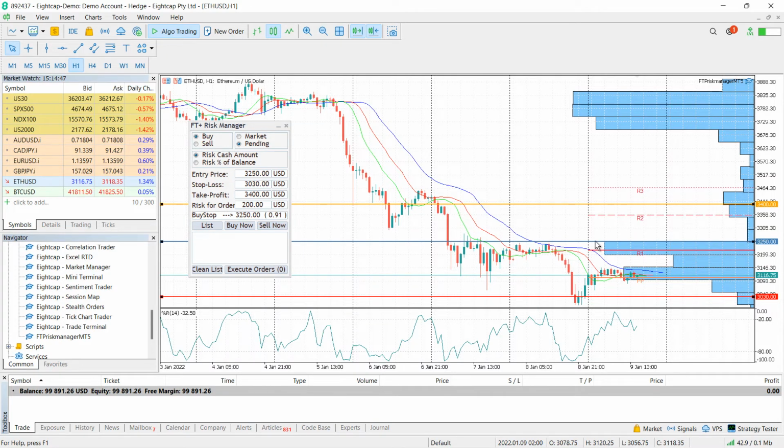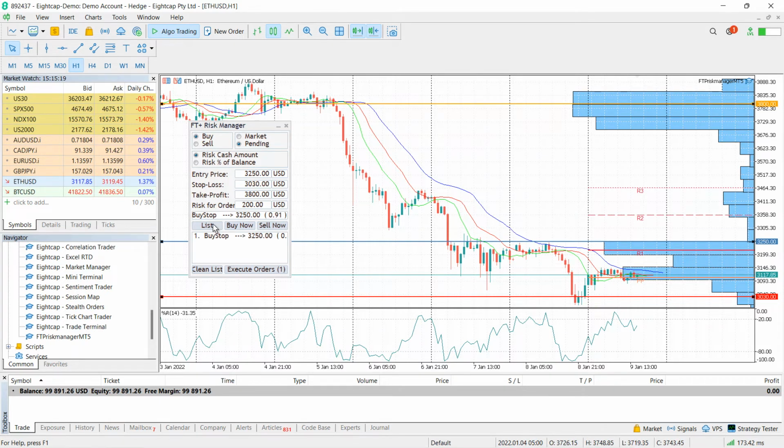Now my entry is here, my stop loss is down here, and I'm going to put the take profit up higher, my risk the same, and now it's calculated a trade size of 0.91 for this particular trade, going long at this point here to make profit up here with a risk down here. And as you can see, that is a risk reward ratio of about 2.2.